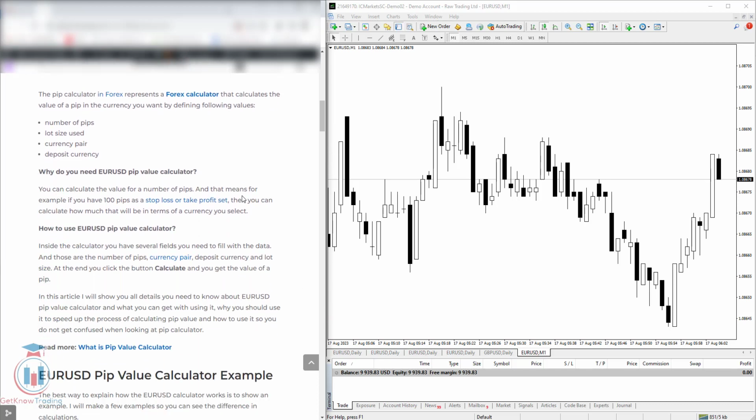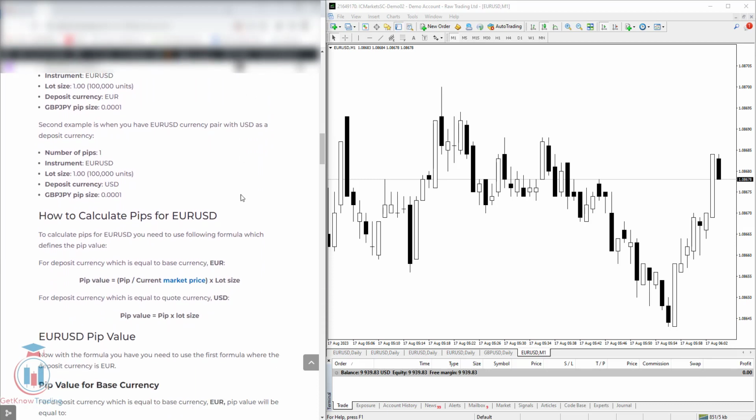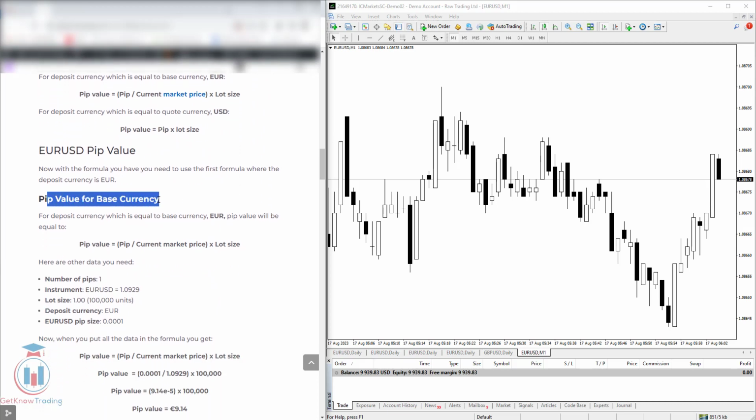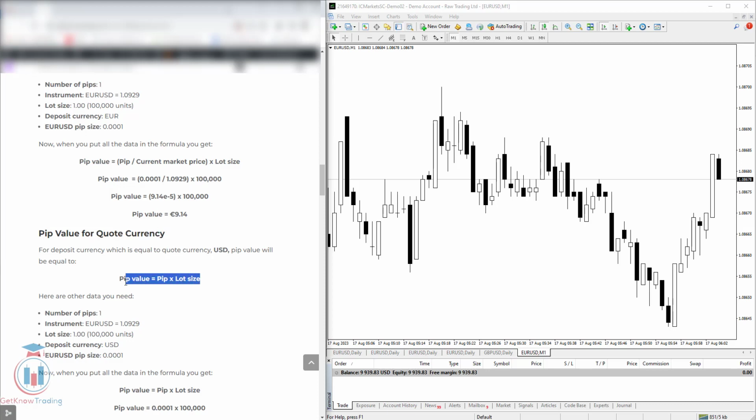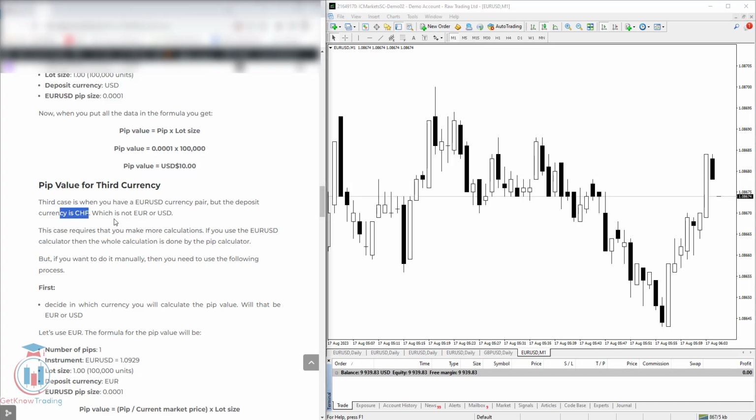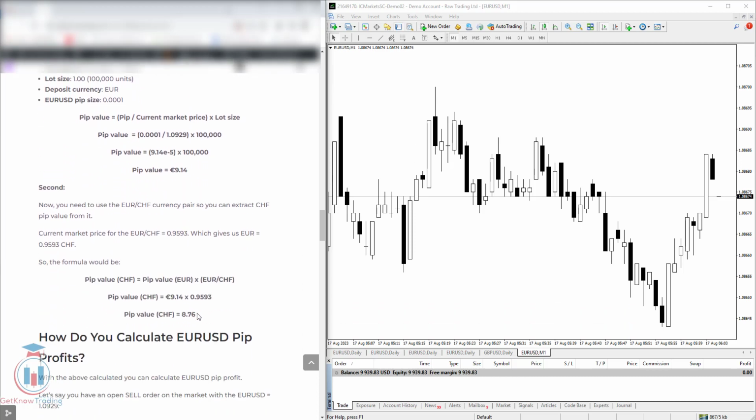Below here in the article you will see EURUSD Pip value calculator, an example with 3 different scenarios. First one is when the Pip value is for the base currency. In the EURUSD, the euro is a base currency and this is the formula for the Pip value. If you have for the quote currency, then you have another formula. And in the third case, where you have a deposit currency that is in some other currency, for example, I have put here CHF, it is not euro or USD, there will be a different calculation. And this is an example where you can see how to make that calculation.